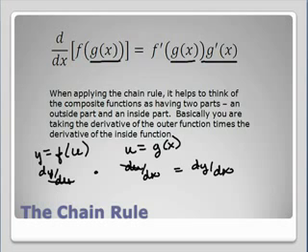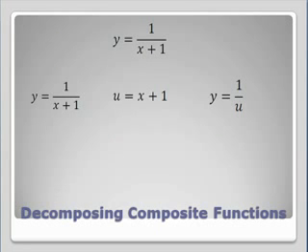All right, so let's see how it works on this problem. You see that I have an inside function. The inside function is the x plus 1, so it's what's in the denominator. That means the outside function is y equals 1 over u. So to do the derivative, we could do the derivative of this first one, du dx, and that is equal to 1.